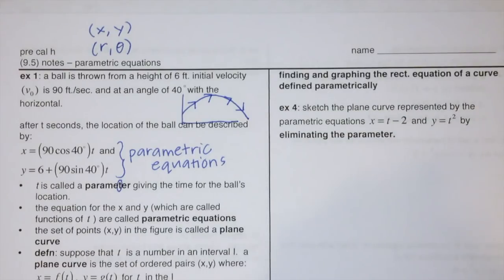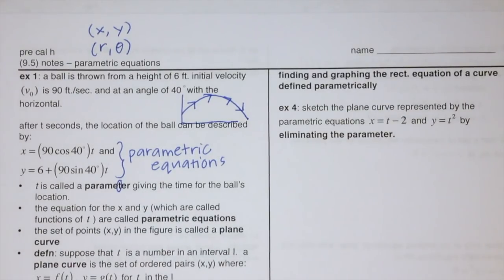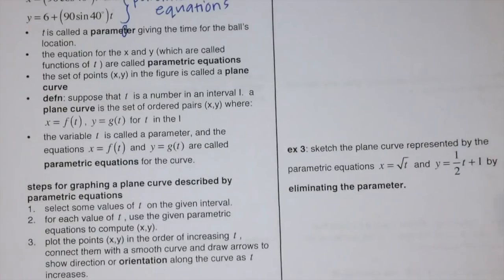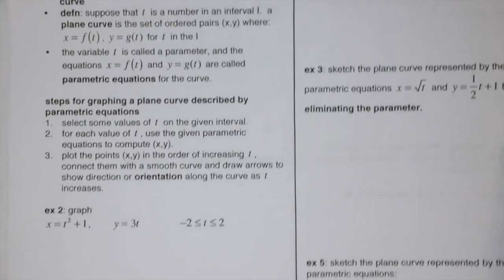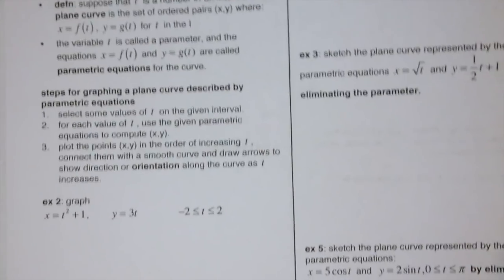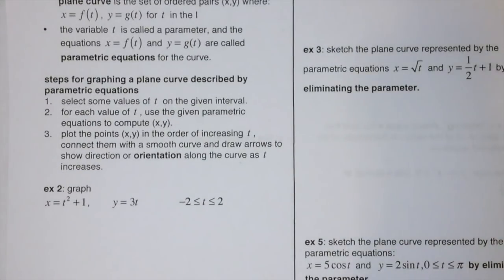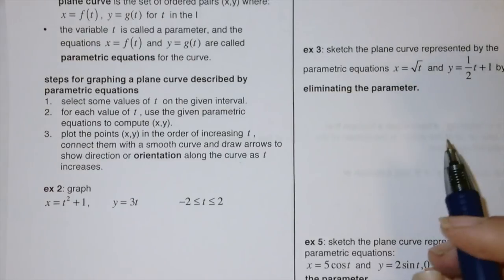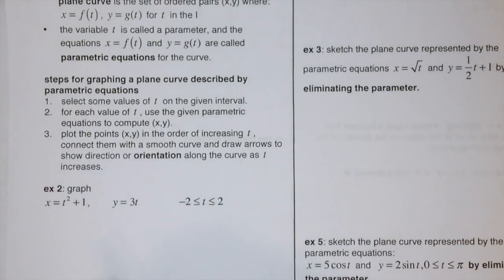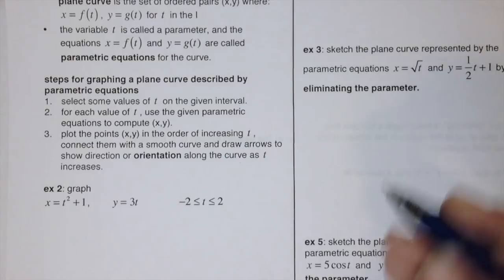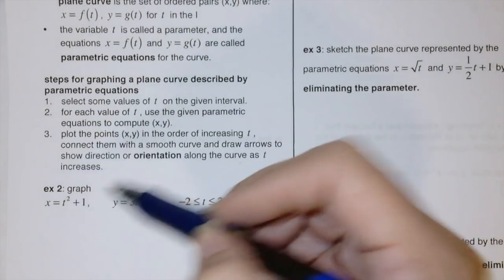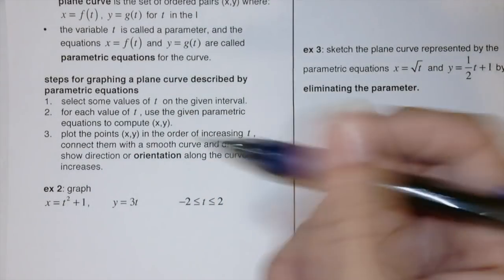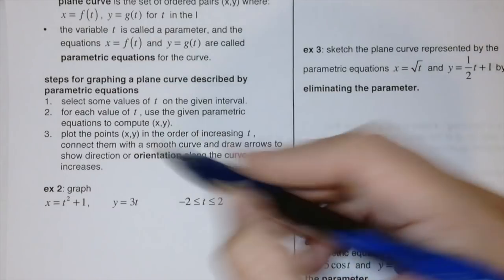So first, most basic, just like I've always said, we like to have our basics to fall back on. So in polar form, we had to make that table, and it was very tedious. But in this particular unit, some students actually prefer the table. It depends on how comfortable you are with your parent graphs. So let's go ahead and take a look at this. We're asked to graph the plane curve described by the parametric equations x equals t squared plus 1 and y equals 3t. And we're going to do this using these steps right here.